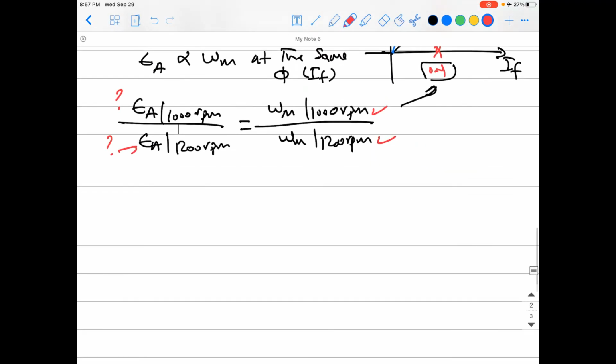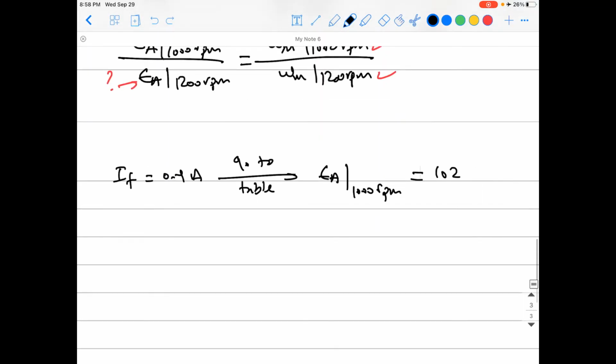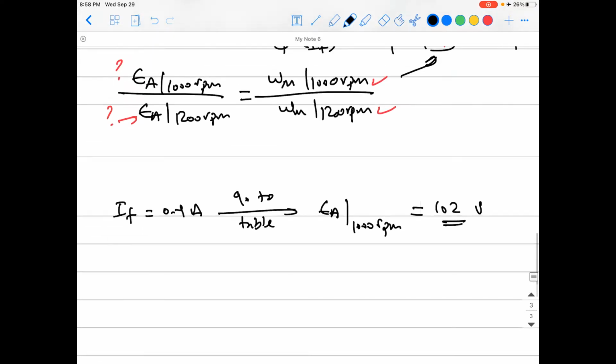Yes, from the table. You have IF equals 0.4 amps. Go to the table. You will find EA at 1000 RPMs. Why? Because the table is taken at 1000 RPMs. So we can find EA at 1000 RPMs from the table. At 0.4, if you go back, it will give you 102 volts from the table. Okay, but that's not the value. That's the value at 1000 RPMs, and we want it at 1200 RPMs.